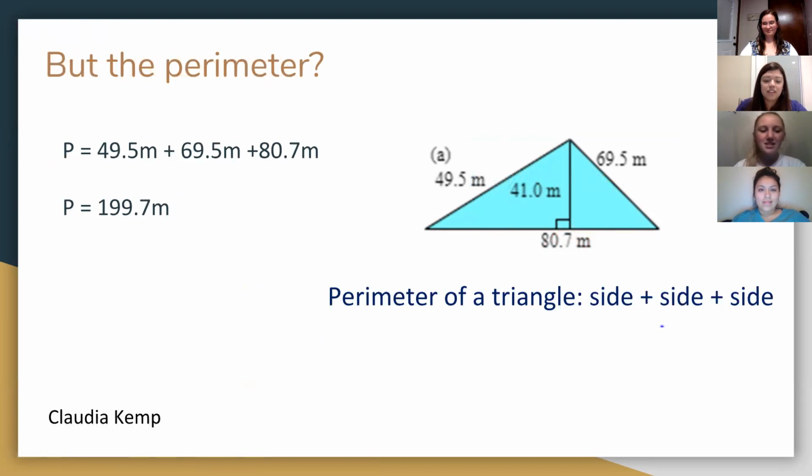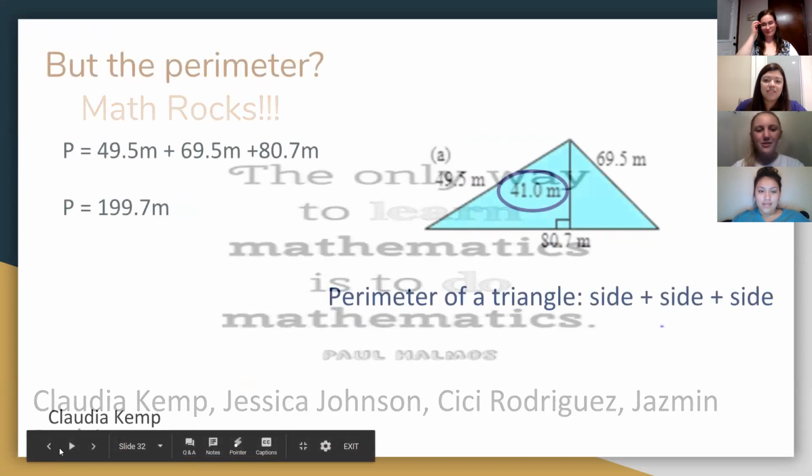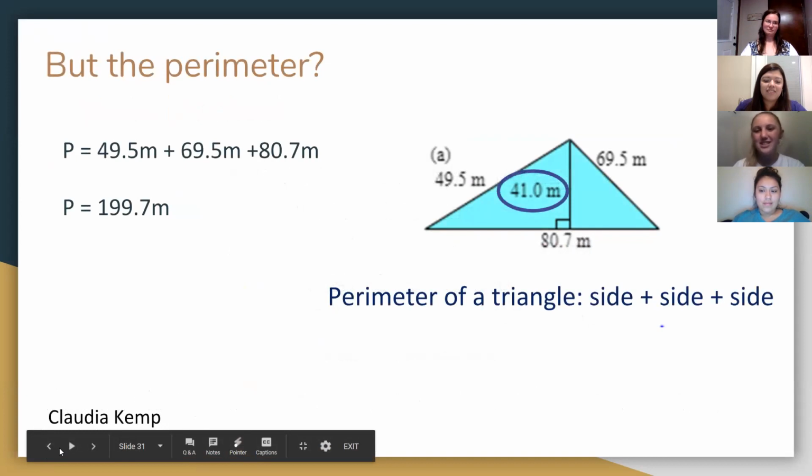One of these values is not a side. Can anybody tell me which one? I think it's the 41.0 meters, the altitude. Yes, that one is not a side. It's merely the height of the triangle, so 41.0 is not needed to find the perimeter. Now we merely add up all of the other sides and we find the perimeter is 199.7 meters.